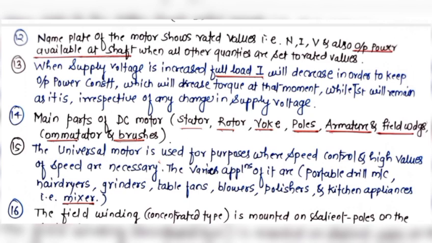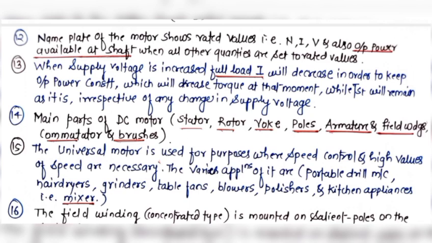When supply voltage is increased, full load current will decrease in order to keep output power constant, which will decrease torque at that moment, while starting torque will remain as it is irrespective of any change in supply voltage.